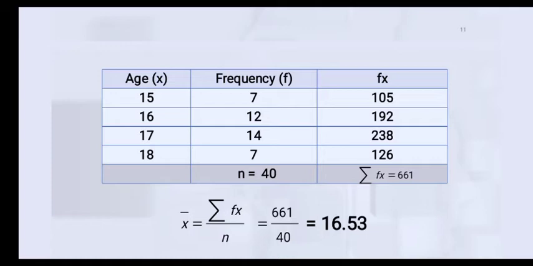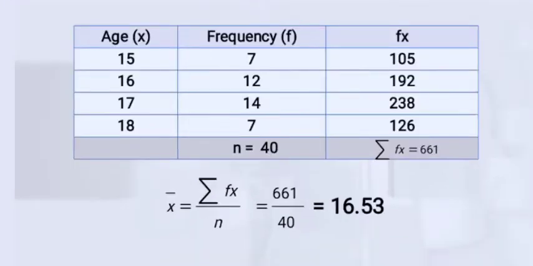So now we will get the summation of fx, or the total of the numbers in the column of fx, and that is equal to 661. Since we already have what we need in our formula, let us now find the mean. Using the formula, summation of fx over n, that is 661 all over 40, because our sample is 40, or that is the total frequency of the distribution. So 661 all over 40 is equal to 16.53, and that is now our mean age.